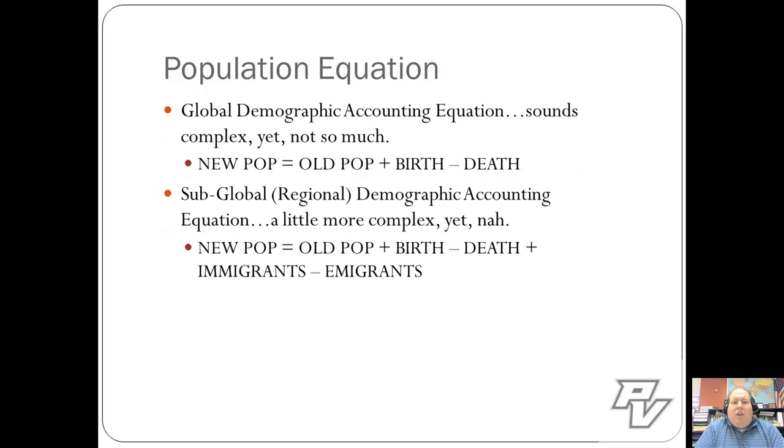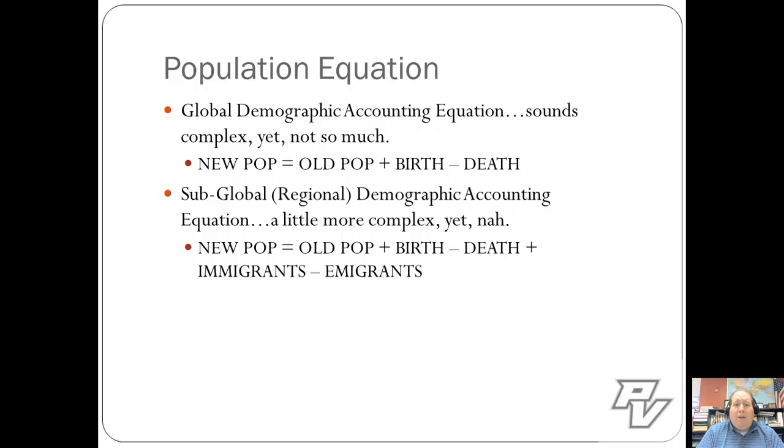Okay, so when we're trying to calculate what the globe's population is, there are two real formulas we look at. The first is the Global Demographic Accounting Equation, which sounds really, really complex, and it's not even close. It's very simple.